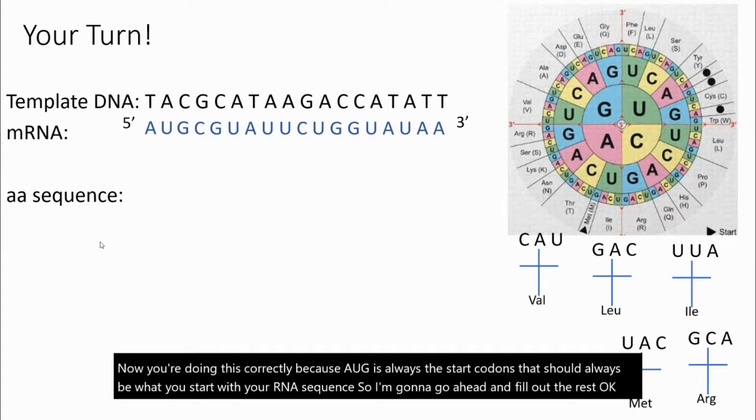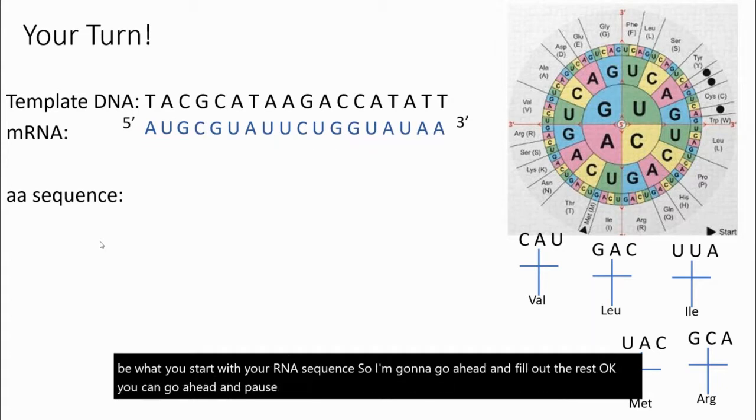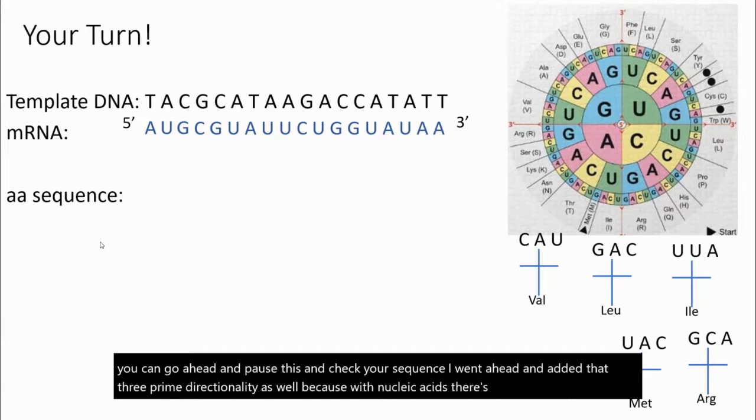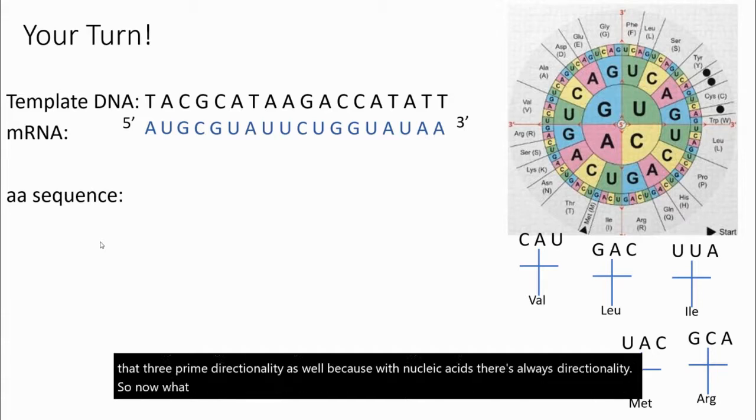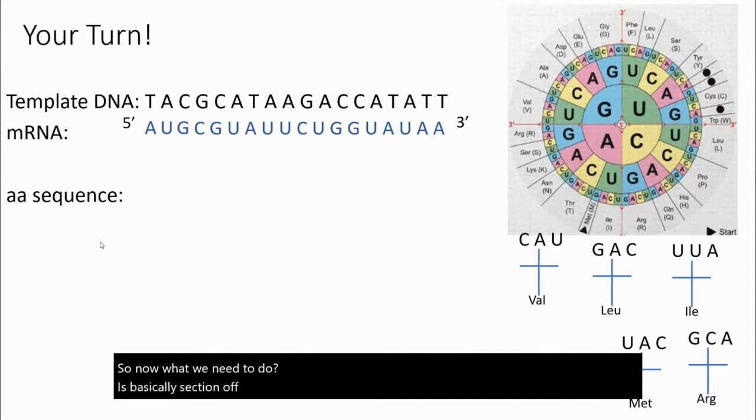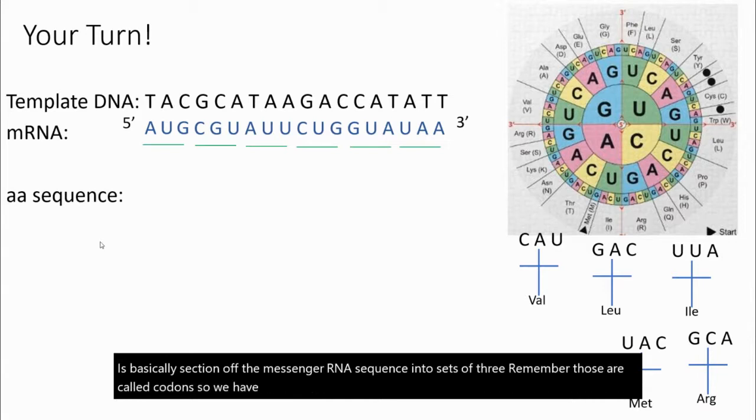You can go ahead and pause this and check your sequence. I went ahead and added that 3' directionality as well, because with nucleic acids, there's always directionality. So now what we need to do is basically section off the messenger RNA sequence into sets of 3. Remember, those are called codons. So we have 6 codons in this little piece of RNA.